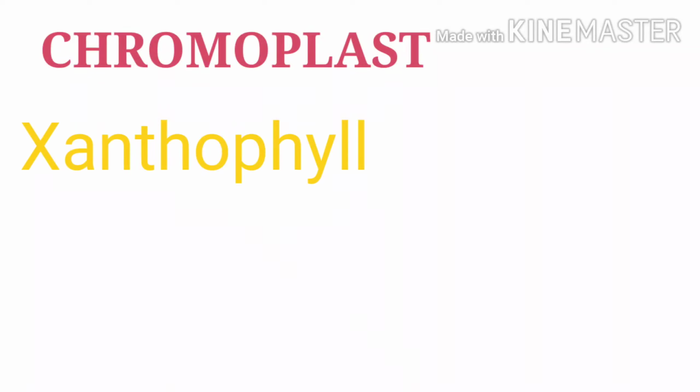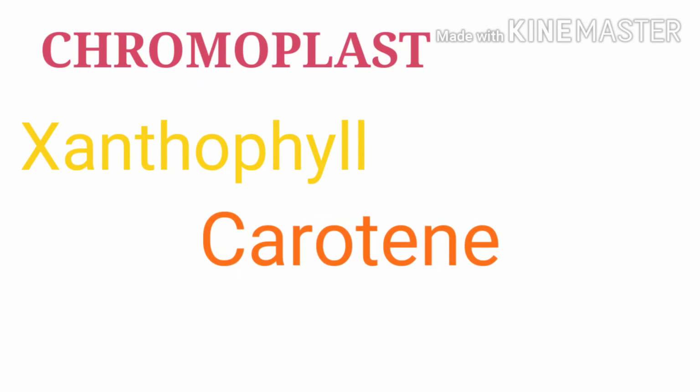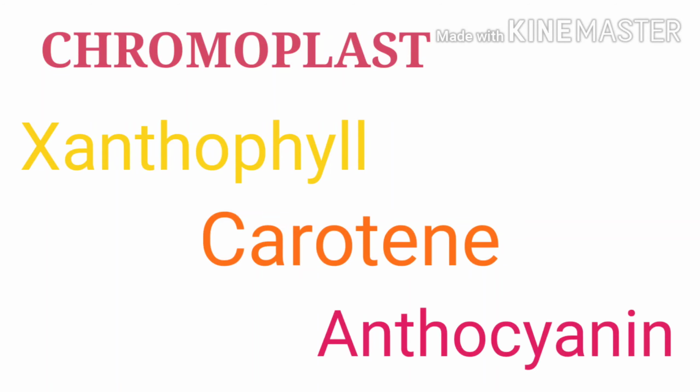Children, you must have noticed the colored flowers and fruits, right? So that color is imparted by chromoplast, and chromoplast are of three types. The yellow colored chromoplast is xanthophyll, yellowish orange is carotene, and the red purple one is anthocyanin.